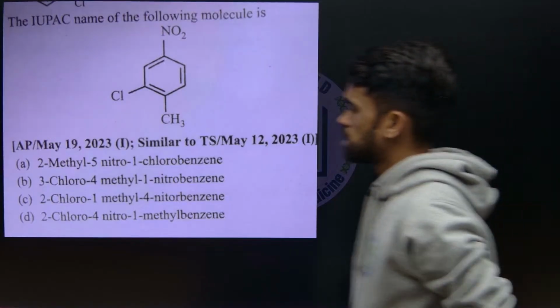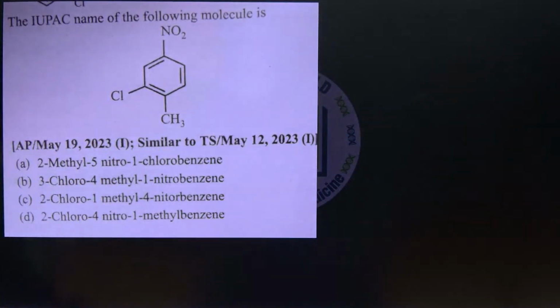Can you answer me this? See, this is a question that has been repeated multiple times, so you should not skip this kind of question. You must attempt. Who is ready to answer me this? Tell me. What is the IUPAC name of this molecule? Tell me. From where can we give the numbering for this? Tell me first.